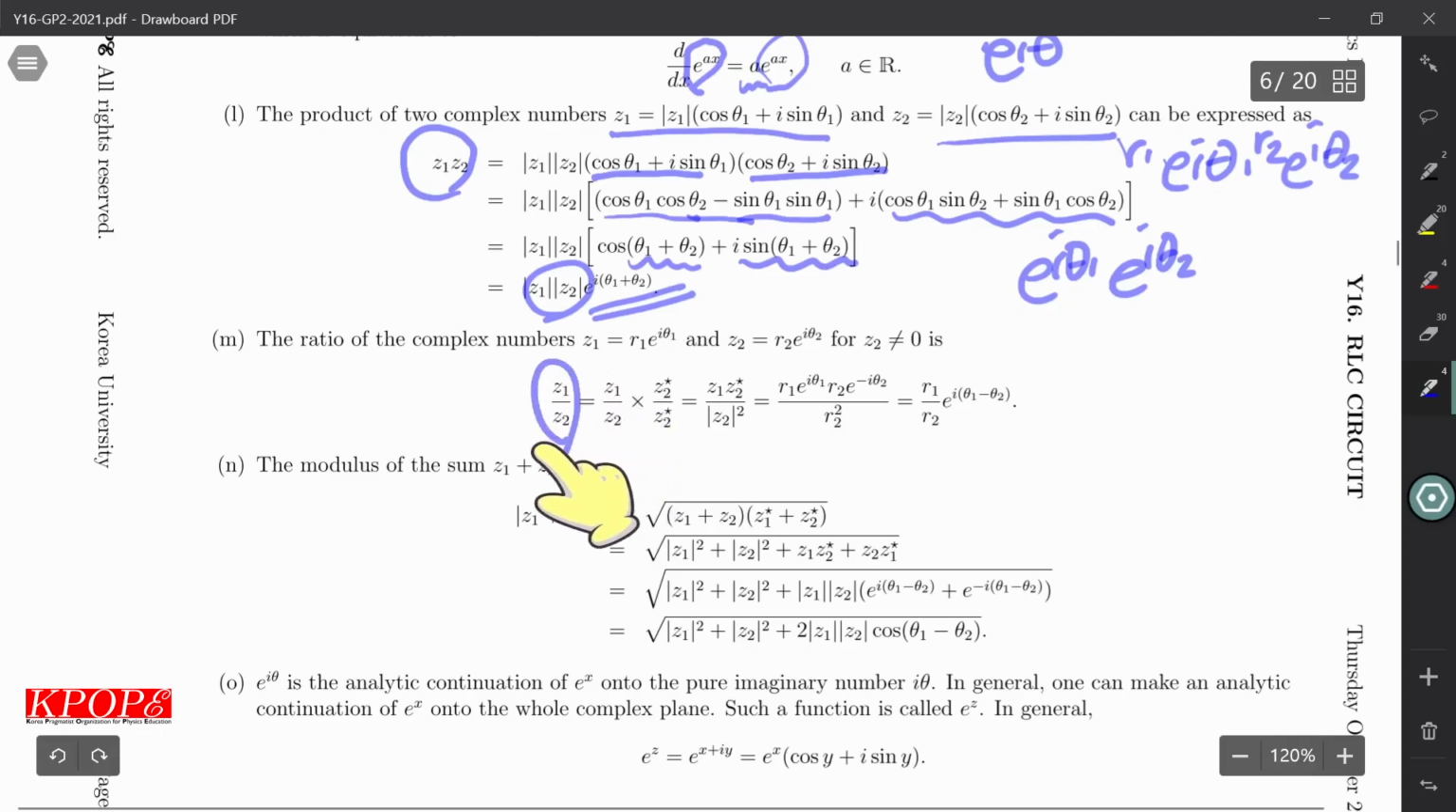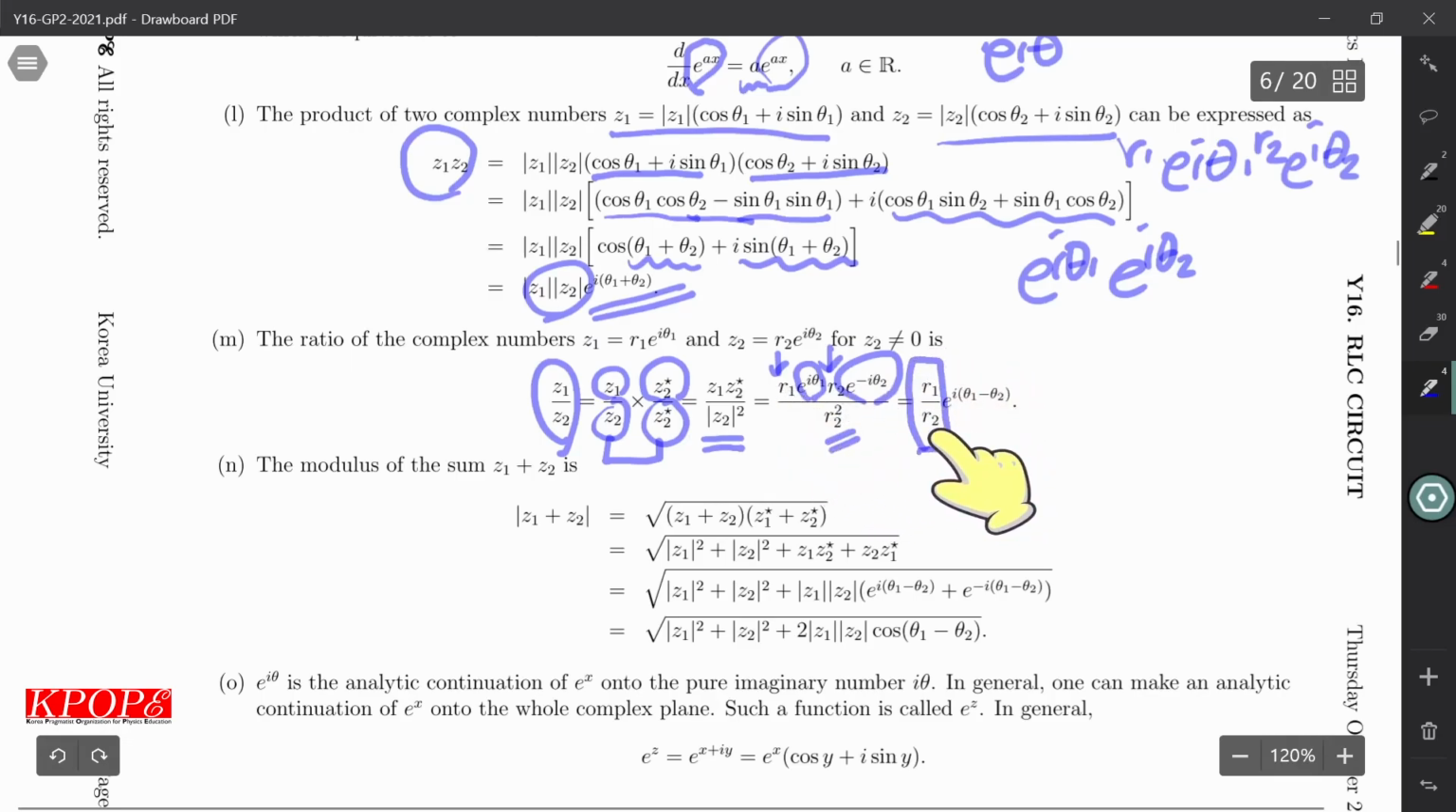If we divide two complex numbers, we can multiply by 1, that is z2 star over z2 star. If we multiply these two in the denominator, this is the absolute value of z2 squared. And the numerator is a product of z1 and the complex conjugate of z2. So the modulus is R1 R2 over R2 squared. The argument is theta 1, but this one is a complex conjugate, so the argument is minus theta 2. So the overall factor is the ratio of moduli, and the argument is the difference.